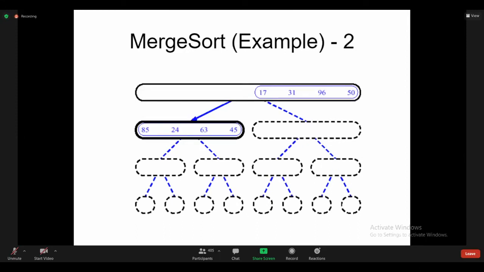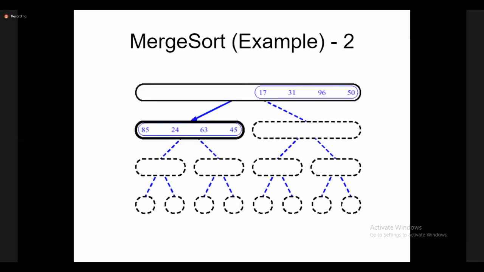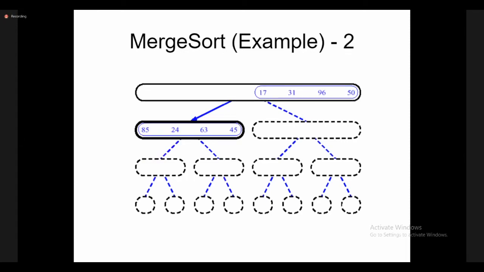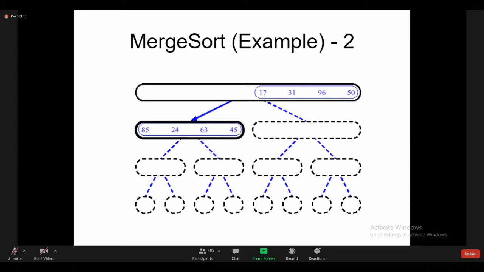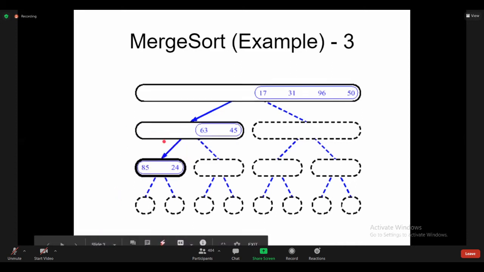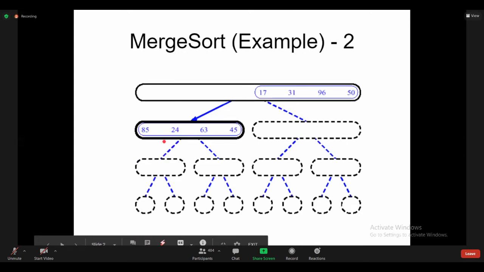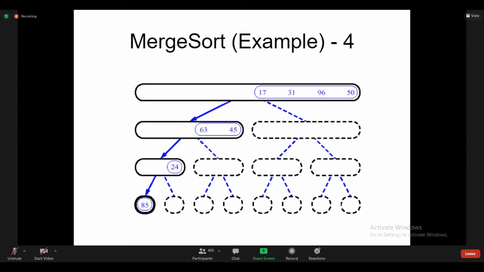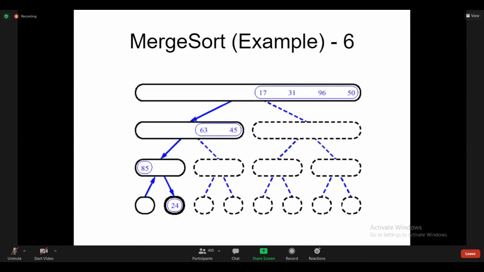Okay, this is the first part: 85, 24, 63, 45 is the first step. Next, this side goes on in the same way. Again apply the method to this part only. This part is divided into two parts, 85 and 24. Next, 85 here and 24, 85.